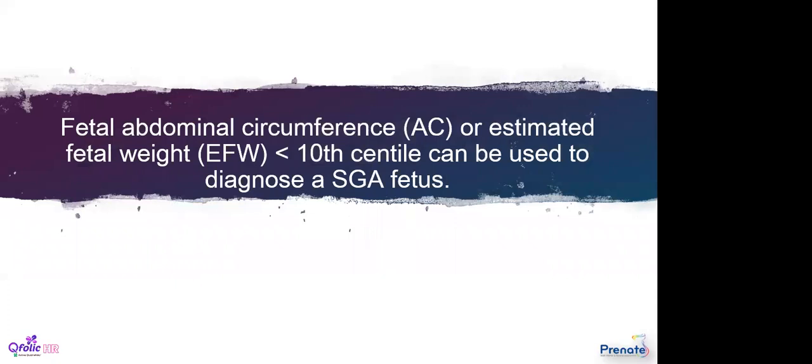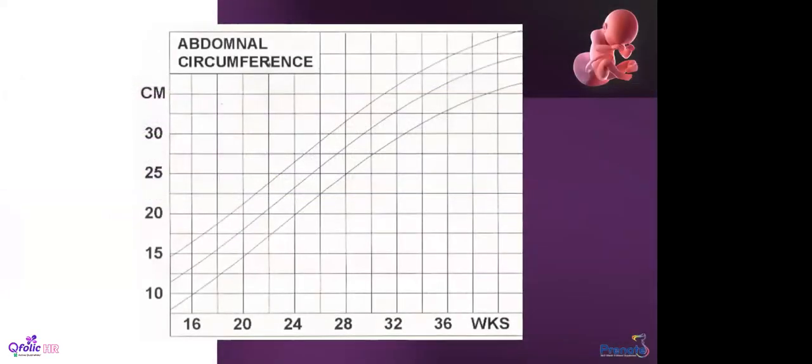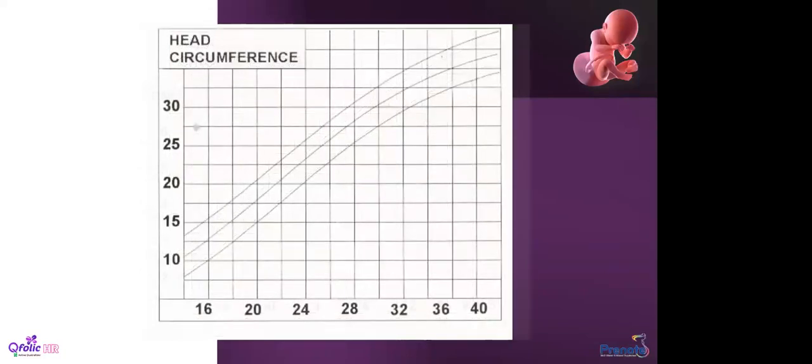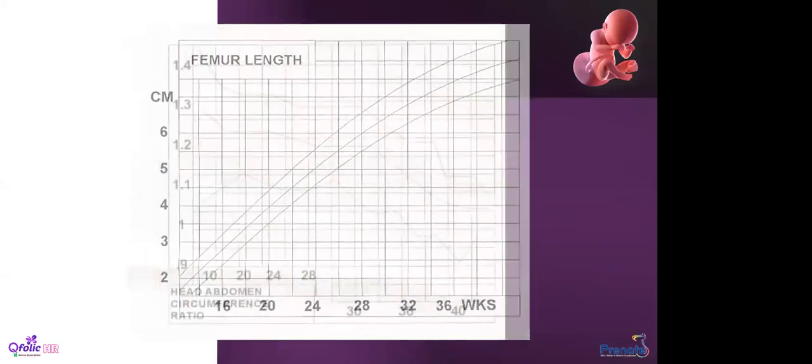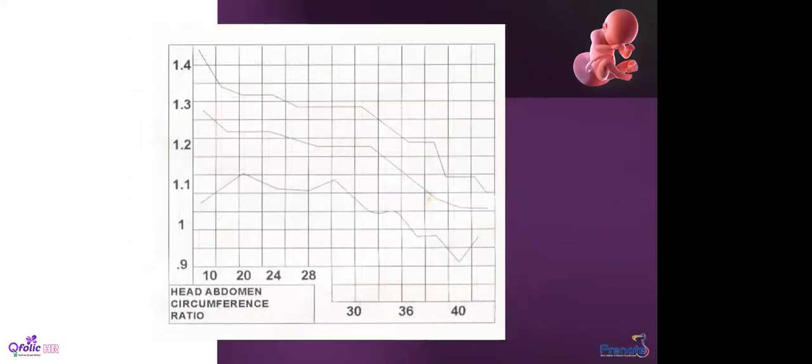Fetal abdominal circumference or estimated fetal weight below the tenth centile can be used to diagnose an SGA fetus. So these are the customized charts where we plot all these biometric measurements, and then we can anticipate defective or slow growth of the fetus. This shows the abdominal circumference, head circumference, femur length, and then proportionality of the different readings. That is the head to abdominal circumference ratio.